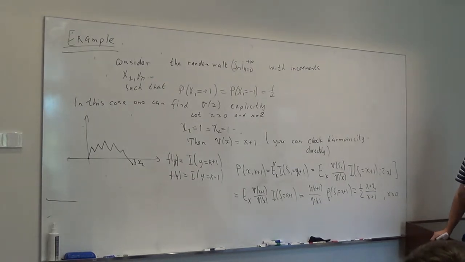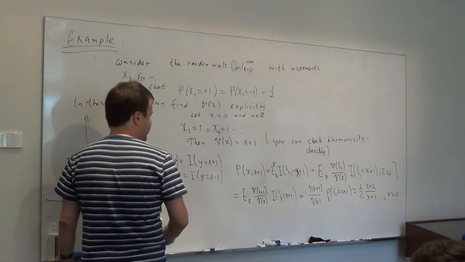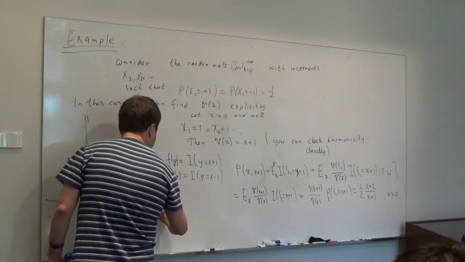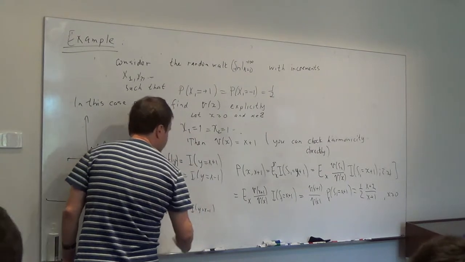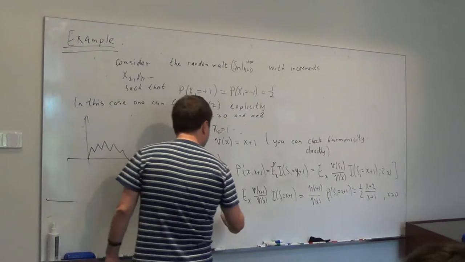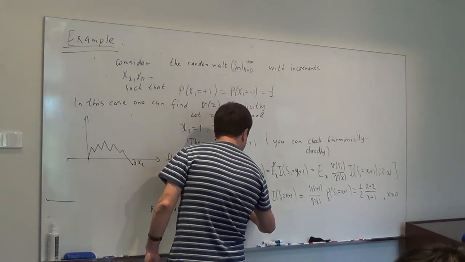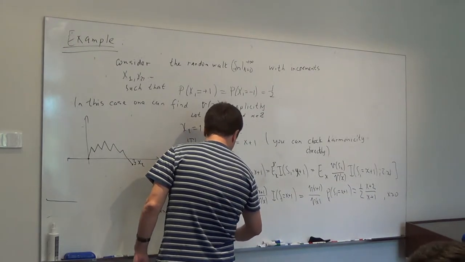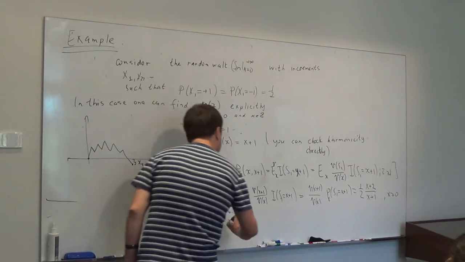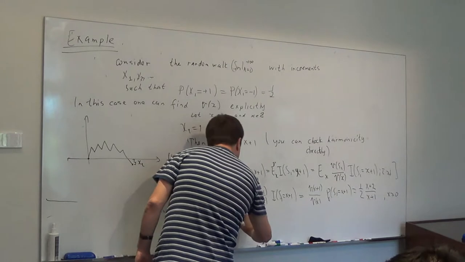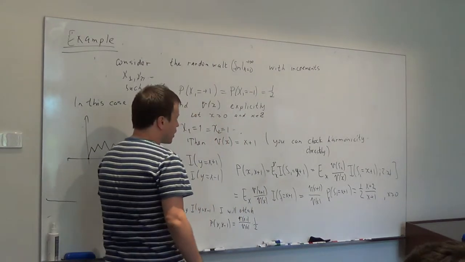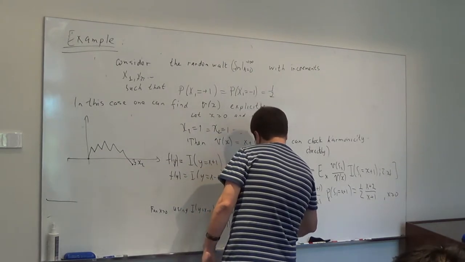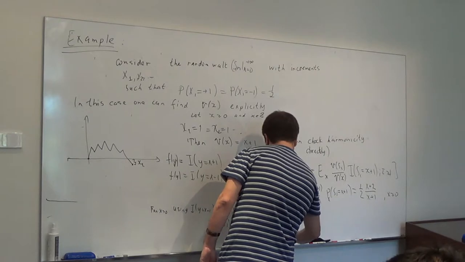And now you can see that I can find other probabilities in a very similar way. So if I use this function, then for x strictly greater than 0, using the indicator that y equals x minus 1, I will obtain the probability that you go from x to x minus 1 being equal to v(x-1) over v(x) times 1 over 2, which should result in x over 2(x plus 1).